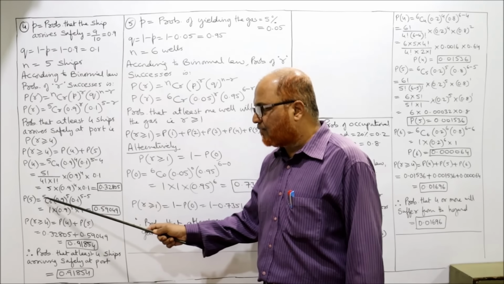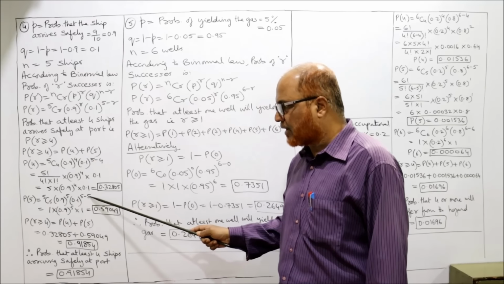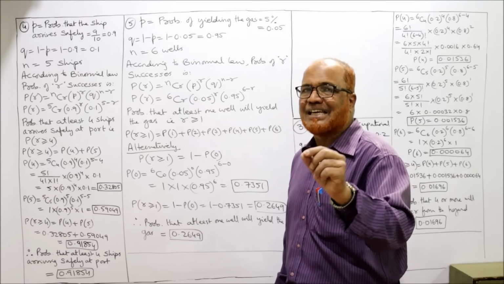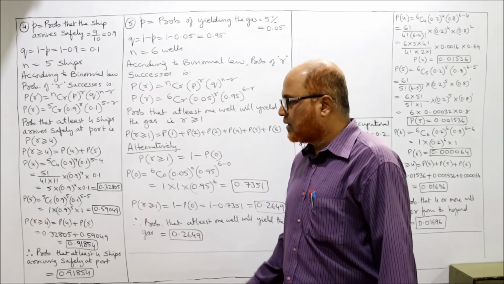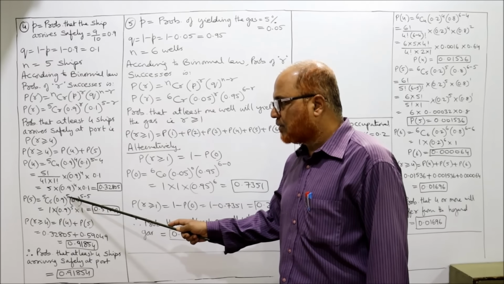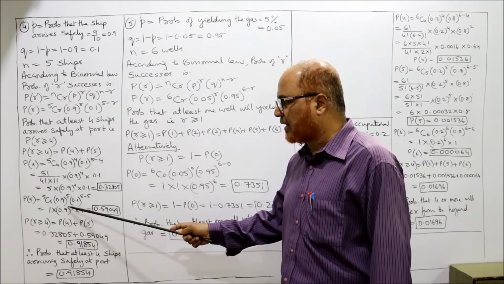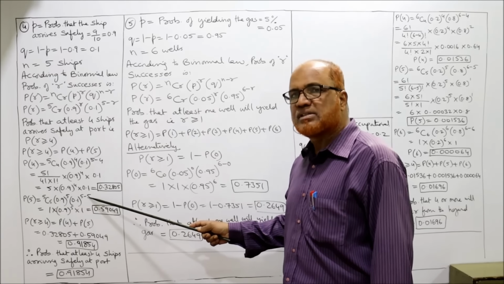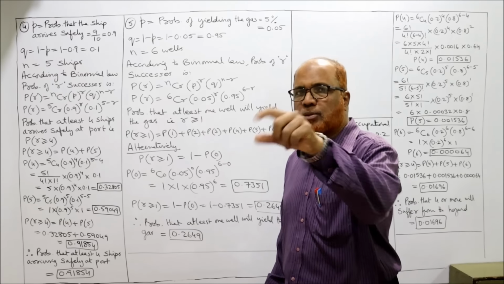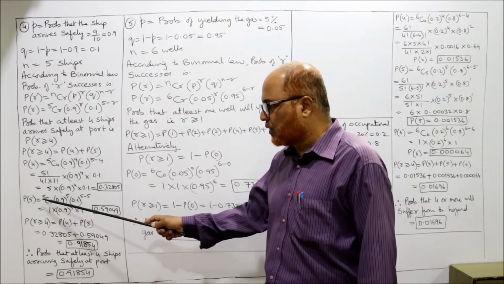Now P of 5: 5C5, 0.9 to the power of 5, 0.1 to the power of 5 minus 5. 5C5 is 1. Already in the previous video I told you NCN is equal to 1. 0.9 is multiplied 5 times. Already 4 times you have multiplied, so multiply one more time. 5 minus 5 is 0, so 0.1 to the power of 0 is 1. Anything raised to the power of 0 is 1. So multiply, 0.59049. This is P of 5.